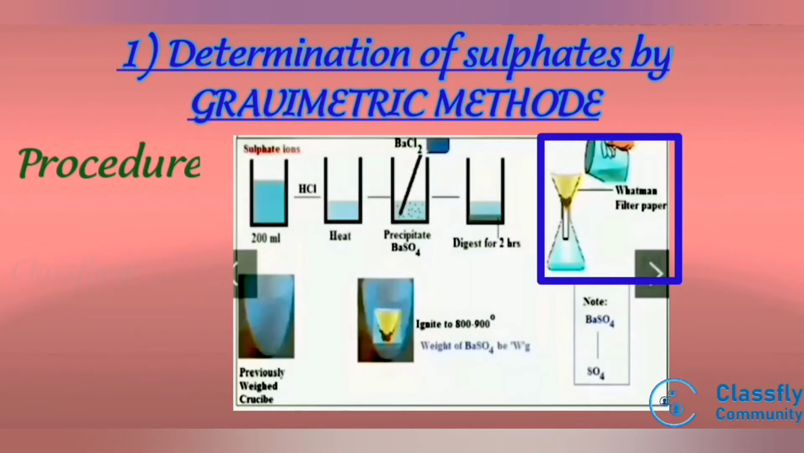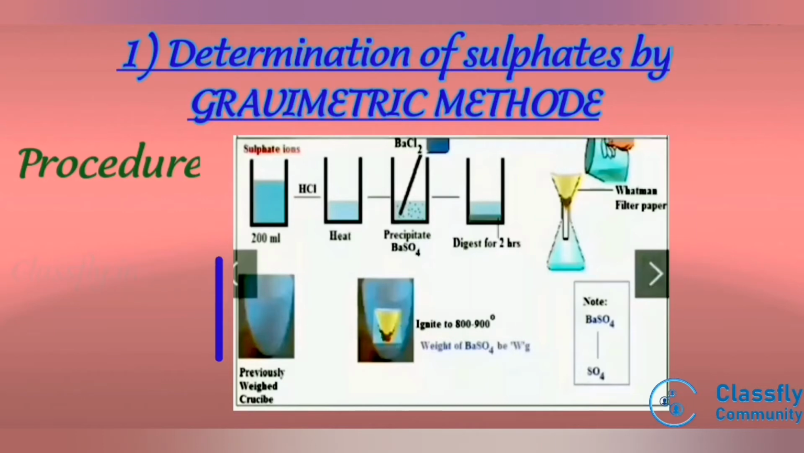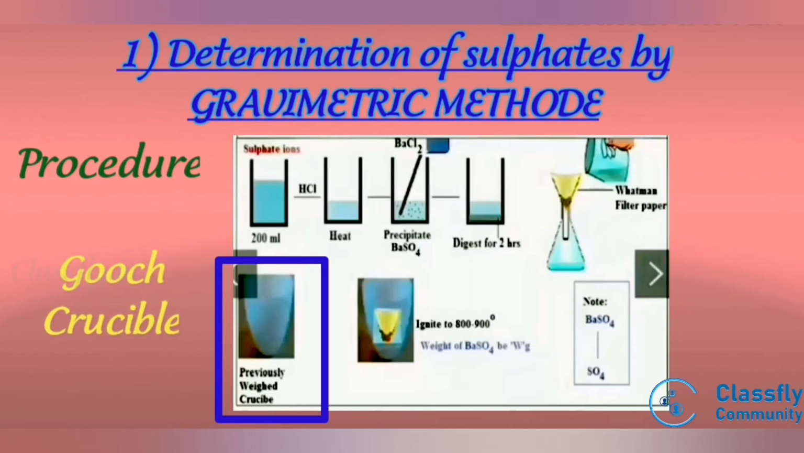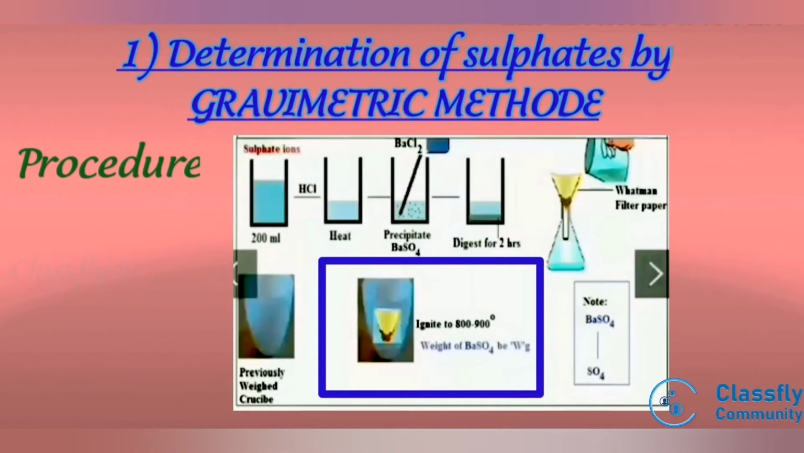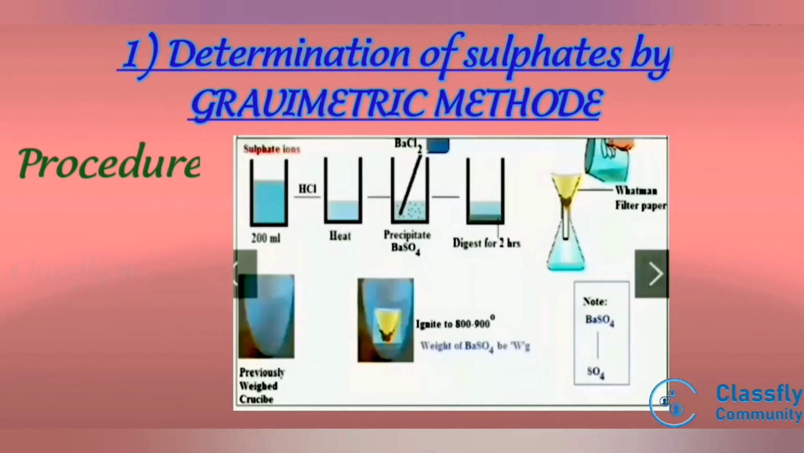Quantitatively, the precipitate is washed several times with distilled water until the washings are free from chloride ion. After it completely drains out, the filter paper along with the precipitate is transferred into a previously weighed gooch crucible and ignited at 800 to 900 degrees Celsius till all the traces of filter paper are burnt. The crucible is cooled in a desiccator and finally weighed. Let the amount of barium sulfate precipitated be W gram.